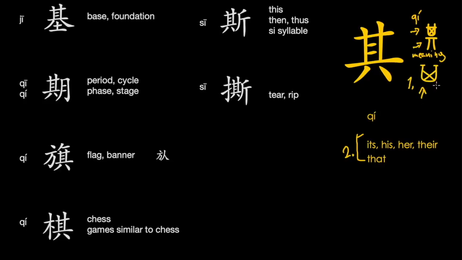Originally, it was a picture of a basket, and it meant basket. It adopted additional meanings: it's, his, her, their, that. Now we had two sets of meanings. One was basket, one was it's, his, her, their, and that. And then in the transition into the seal script, they decided to make it a typical derivative phonosemantic compound character, which is they took the picture of a basket and specified it by this semantic element, making it clear that whenever you see this character, it's not going to be the basket anymore. It's going to be the it's, his, her, their, and that character.